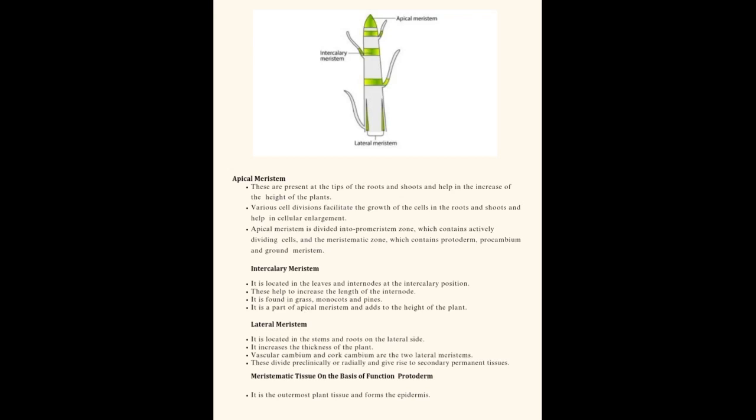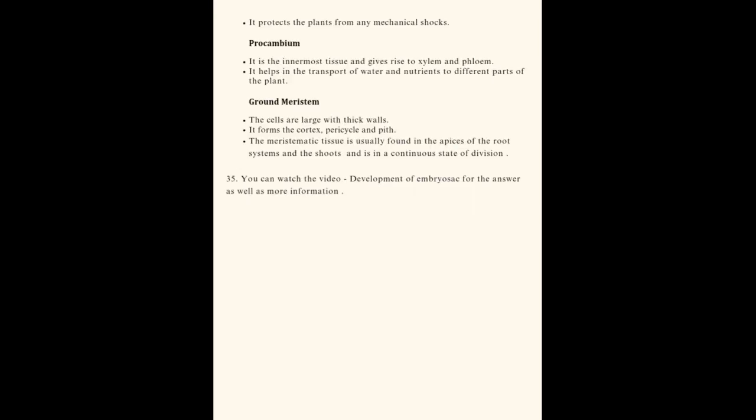Meristematic tissue on the basis of function. Protoderm is the outermost plant tissue and forms the epidermis. It protects the plants from any mechanical shocks. Procambium is the innermost tissue and gives rise to xylem and phloem. It helps in the transport of water and nutrients to different parts of the plant. Ground meristem: the cells are large with thick walls. It forms the cortex, pericycle and pith.